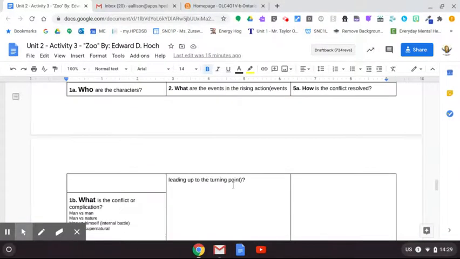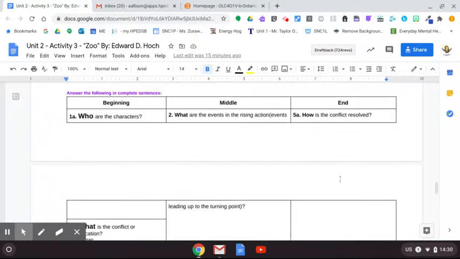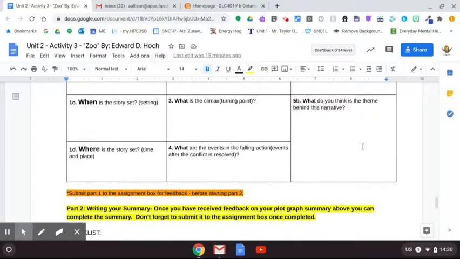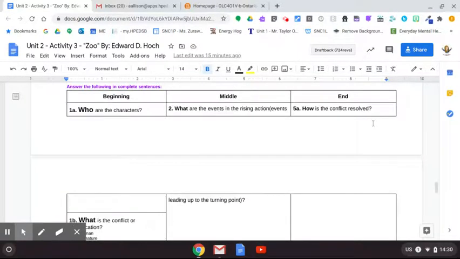This story actually has a fairly long falling action, which is interesting, and which also links to the main theme behind this narrative. So, what are the events in the falling action? What happens after the conflict is resolved? And then, how does it get resolved? That generally happens in the end. And then sometimes you might pull out a theme behind the narrative, just as a reflection at the end.